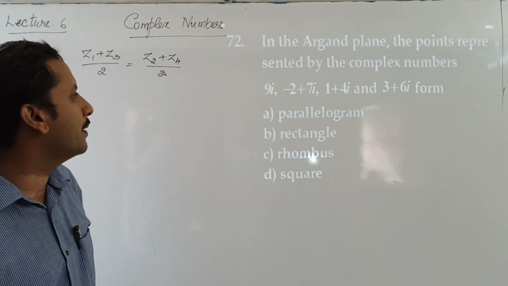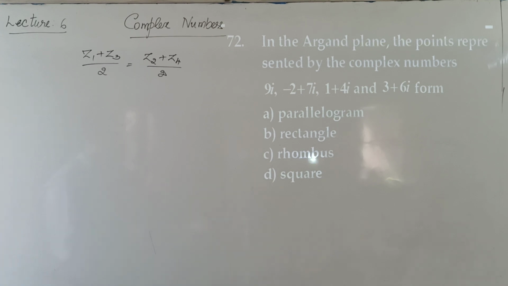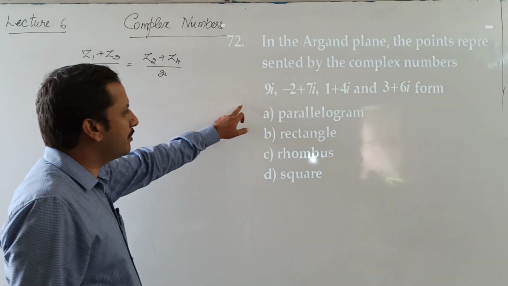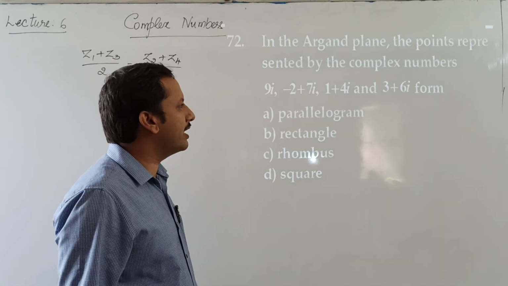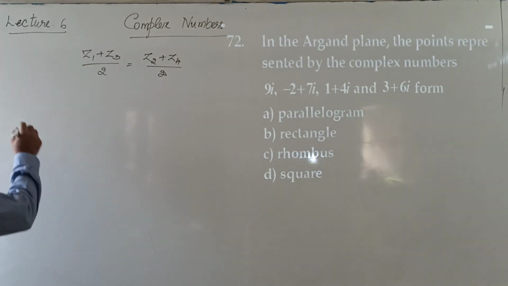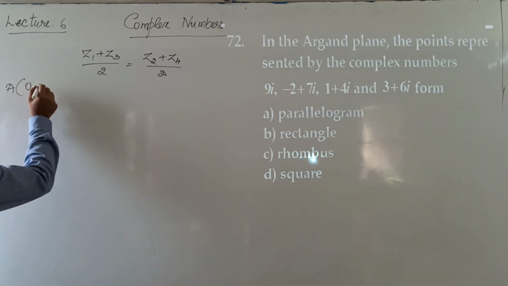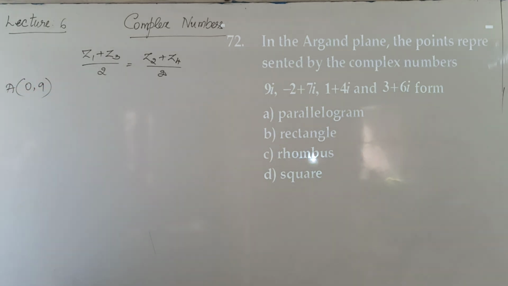Second option. Then, in the Argand plane, the points represented by the complex numbers 9i, minus 2 plus 7i, 1 plus 4i and 3 plus 6i form. Let us see what they form. They are represented by the points, I call the first point as A, which is 9i, that is represented by (0, 9).